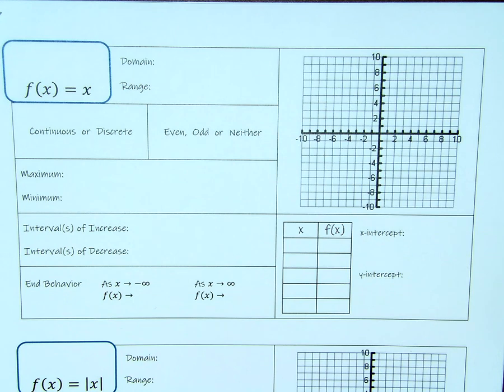So let's talk about parent functions. We teach Algebra 2 from a functions-based approach. That means we talk about the functions, we talk about the transformations of those functions, and a lot of the stuff we do is based on the actual functions. Well, that's great and fine and good and all as long as you know what the functions are.